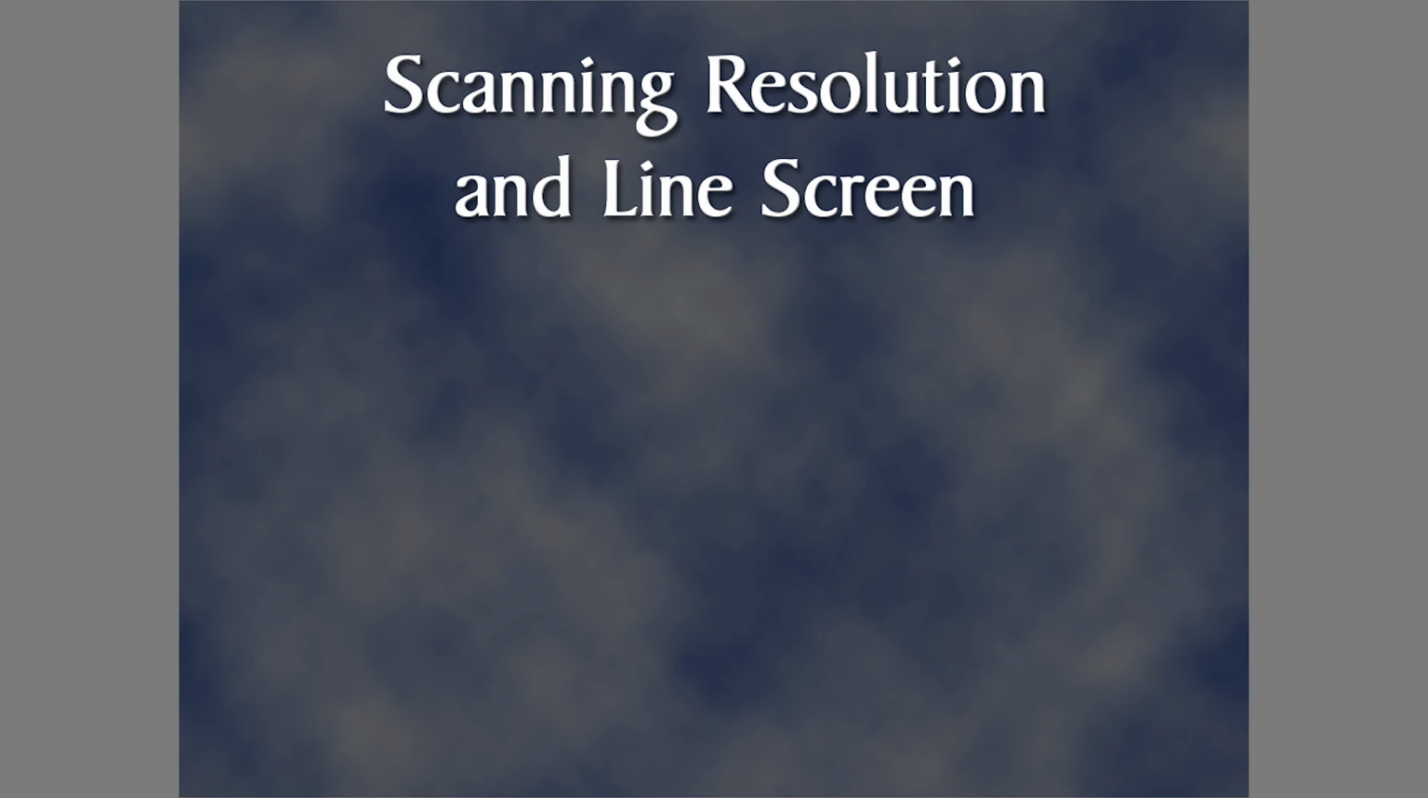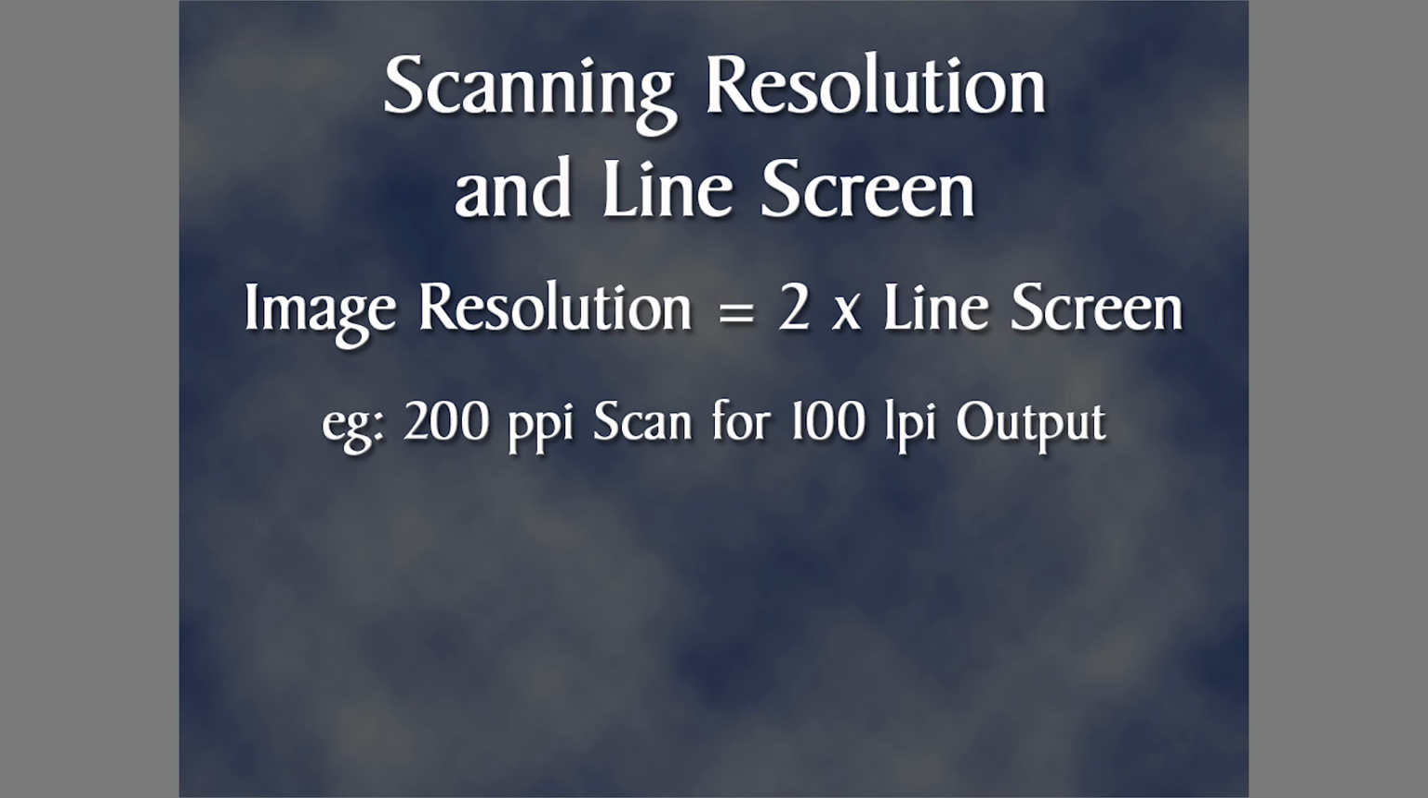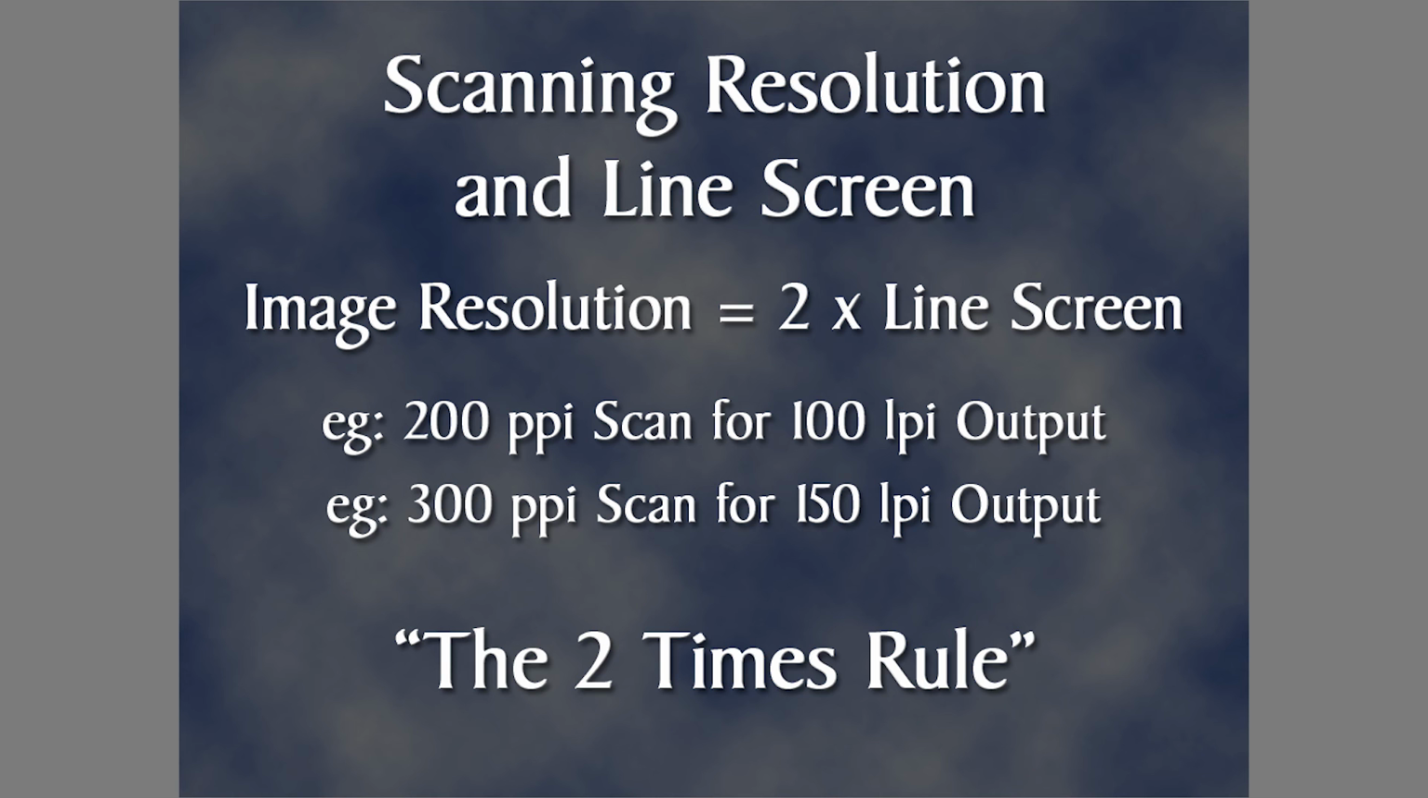Here are some guidelines for achieving a good combination of screen ruling and obtaining satisfactory shades of gray from halftone spots. A good starting point is to keep the image resolution twice that of the line screen, so an image of 200 pixels per inch will be targeted for a 100 LPI job. An image of 300 pixels per inch would be targeted for a 150 line per inch job. We call this the 2 times rule.